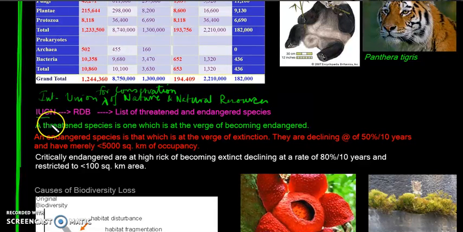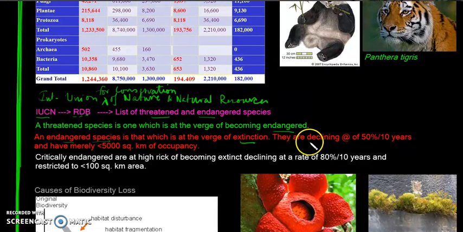Has enlisted the data of threatened and endangered species in a book that is called the Red Data Book, and they have defined threatened and endangered species in a way. A threatened species is one which is on the verge of becoming endangered, and in turn, the endangered species are those which are on the verge of extinction.